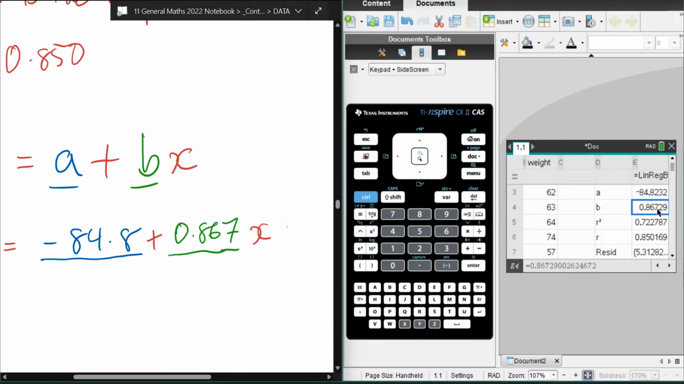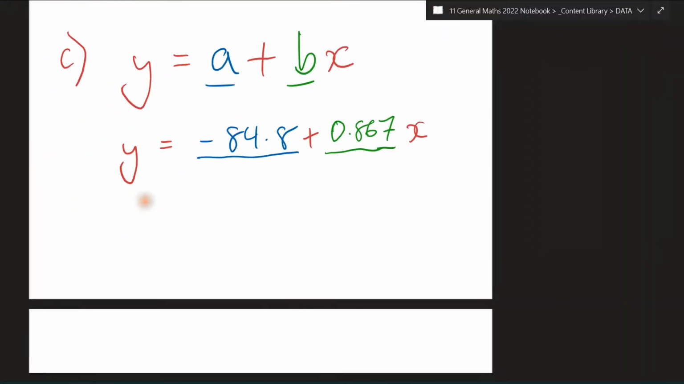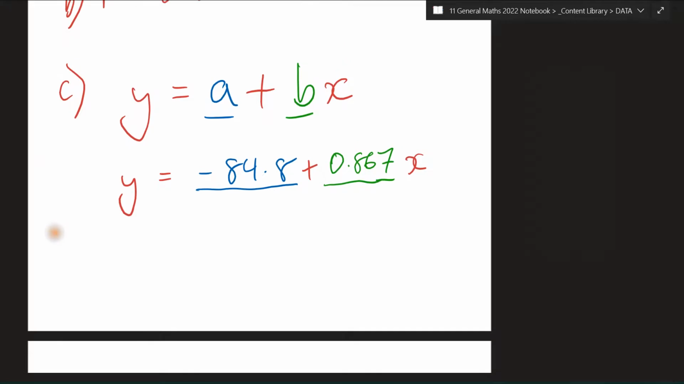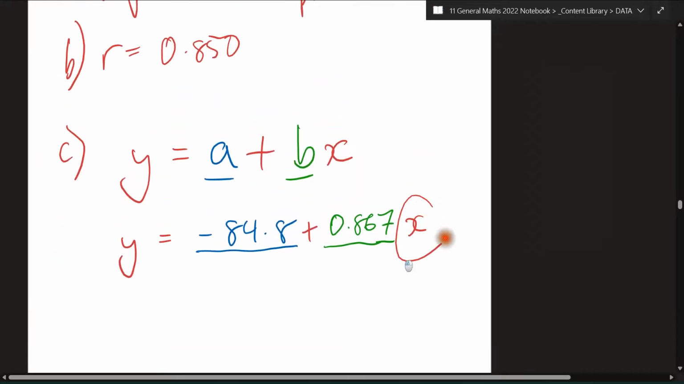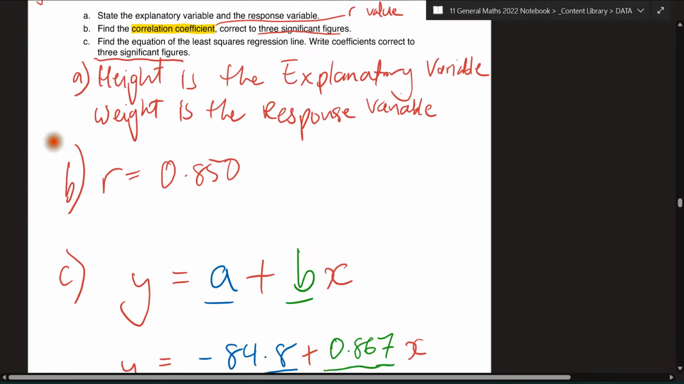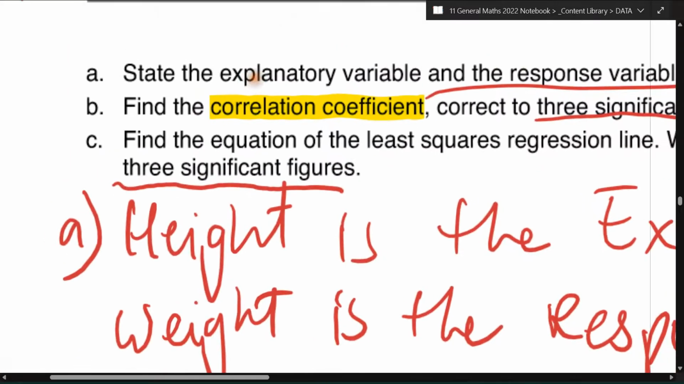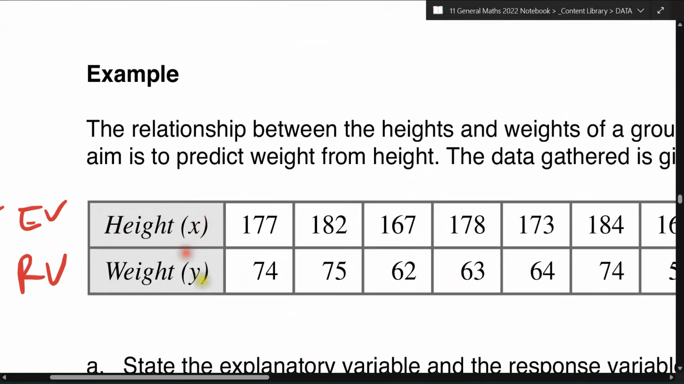Remember last lesson, I mentioned as well, you cannot leave your formula like this as your assessors will not want you to leave it like this. The last things you've got to change are X and Y, based on what the variables are for the EV and the RV. So remember, EV is your X, RV is your Y. Here, height was X, so in my formula, change X to height, and change weight, Y, sorry, change Y to the weight.